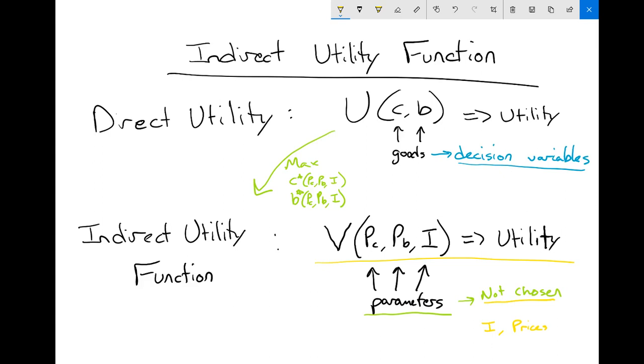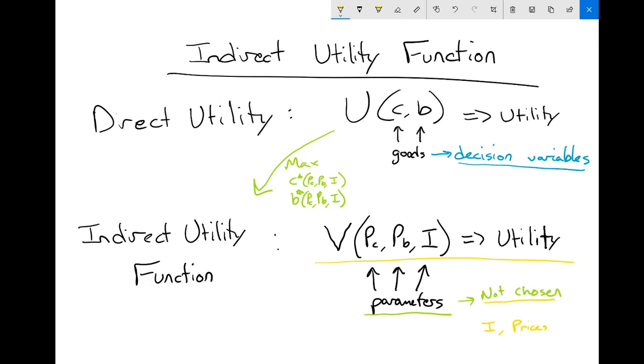This indirect utility function takes those parameters as inputs, and it will tell me what the utility is just given the parameters. What it does is this indirect utility function takes the parameters, and it will give us the optimal constrained utility. It gives us the utility value that is achieved, assuming that the optimal constrained decision is made.